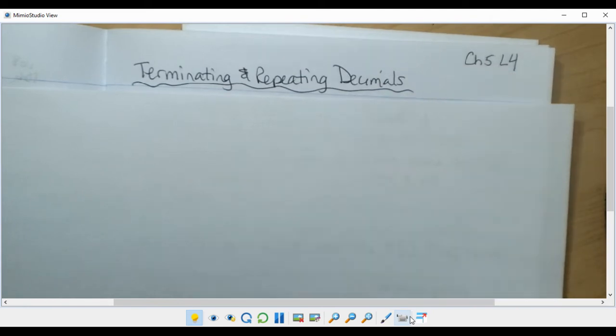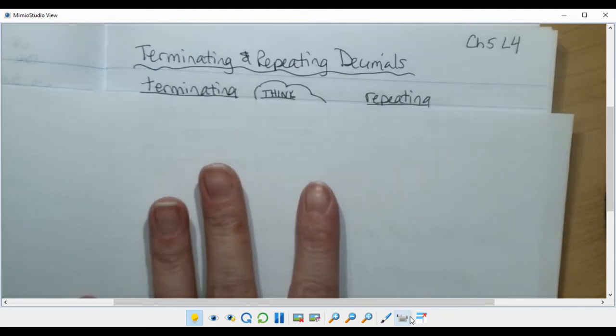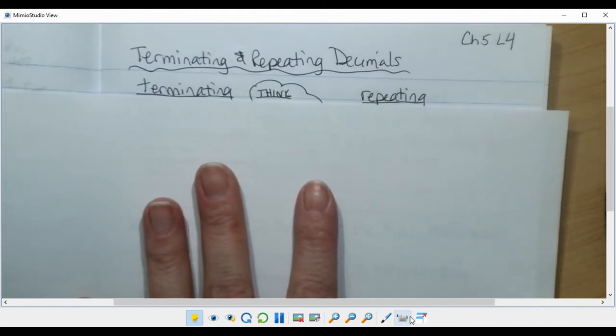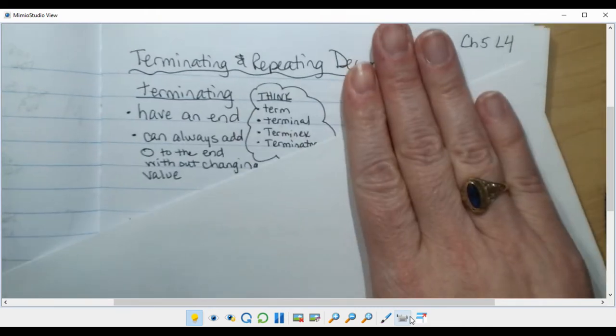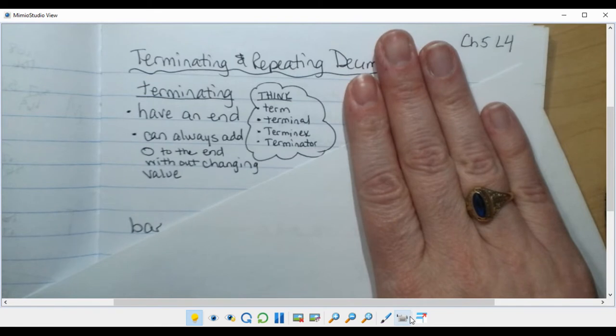Okay, so let's talk about these two words before we talk about the negative part. We've got terminating and we've got repeating. Let's talk about the terminating first. Terminating will always have an end. Now, it might have a lot of numbers, but it will always have an end to it. You will also be able to add zeros to the end without changing the value. These are the numbers that you're probably familiar with. When you started learning decimals, you learned the terminating decimals.